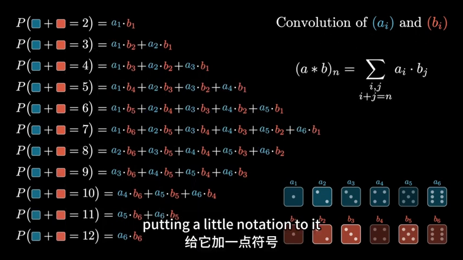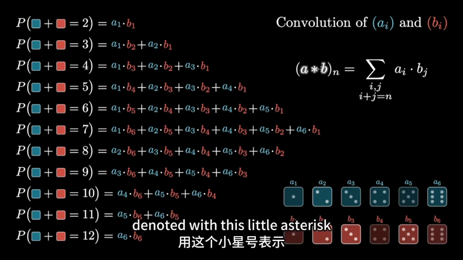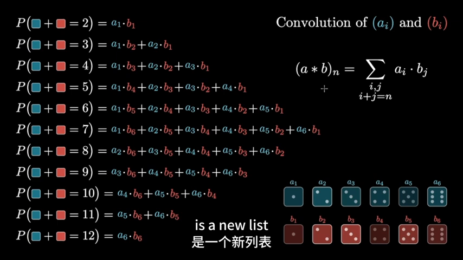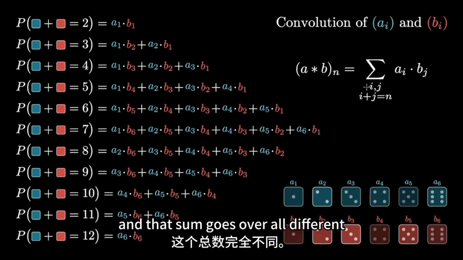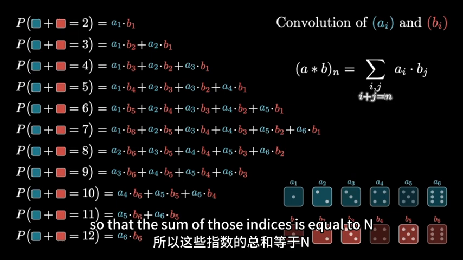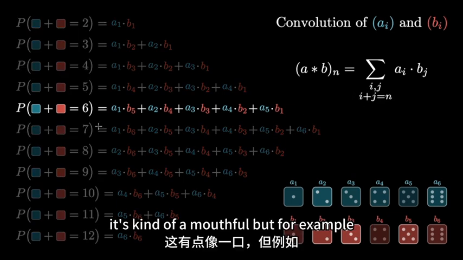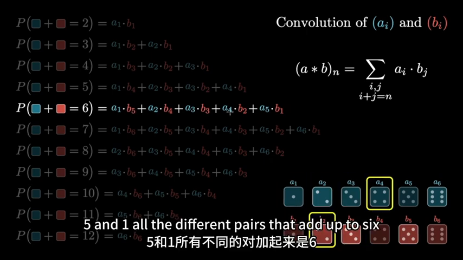Putting a little notation to it, here's how you might see it written down. The convolution of A and B, denoted with this little asterisk, is a new list, and the nth element of that list looks like a sum. And that sum goes over all different pairs of indices, i and j, so that the sum of those indices is equal to n. It's kind of a mouthful, but for example, if n was 6, the pairs we're going over are 1 and 5, 2 and 4, 3 and 3, 4 and 2, 5 and 1. All the different pairs that add up to 6.